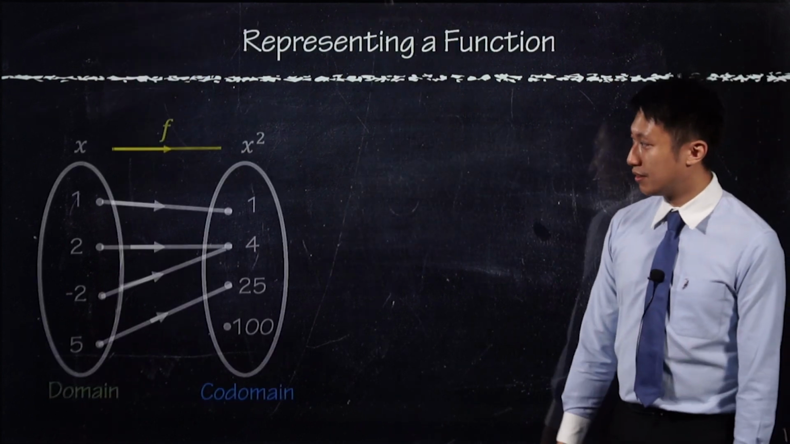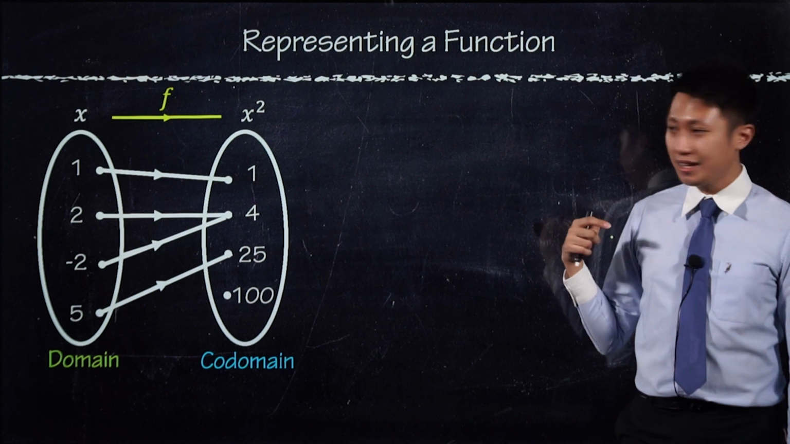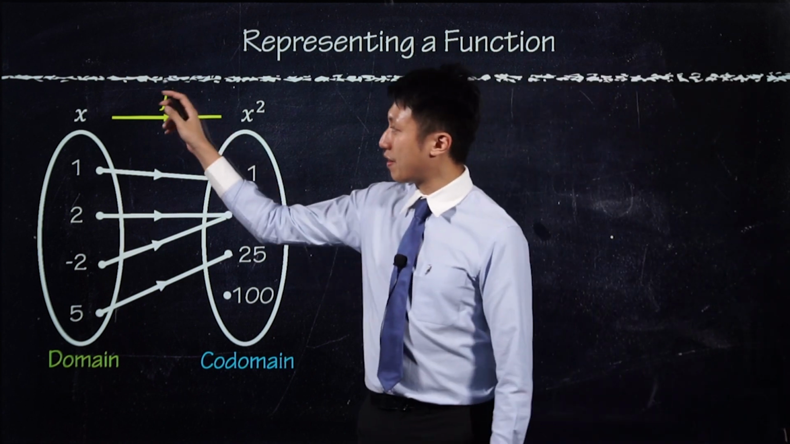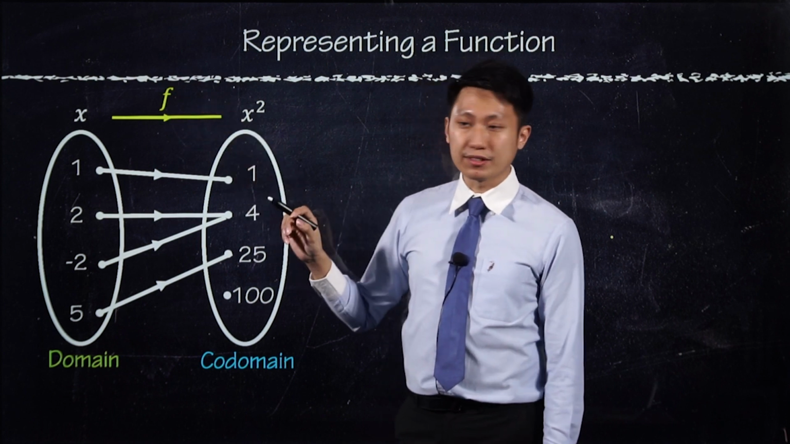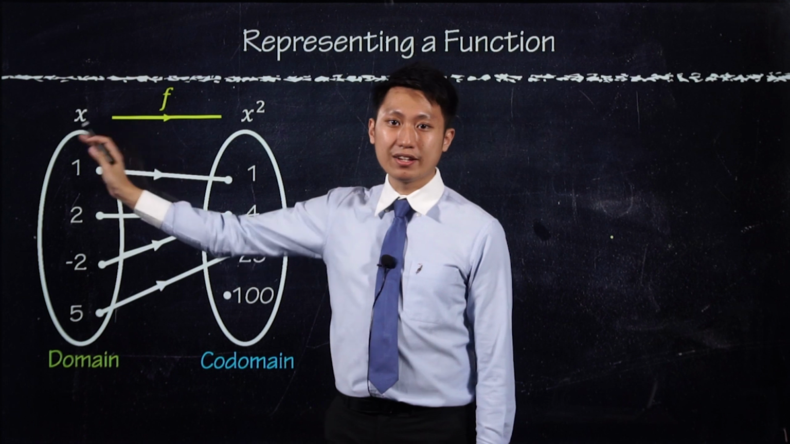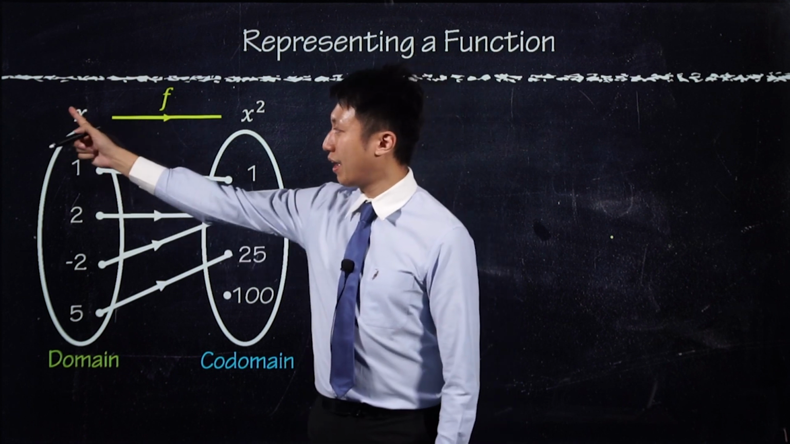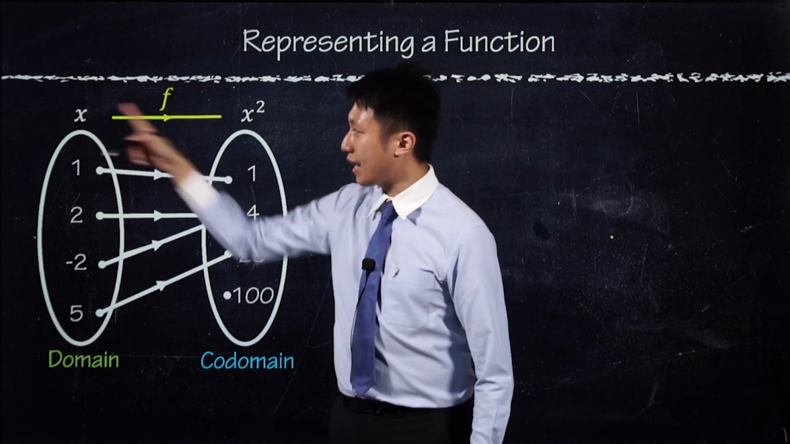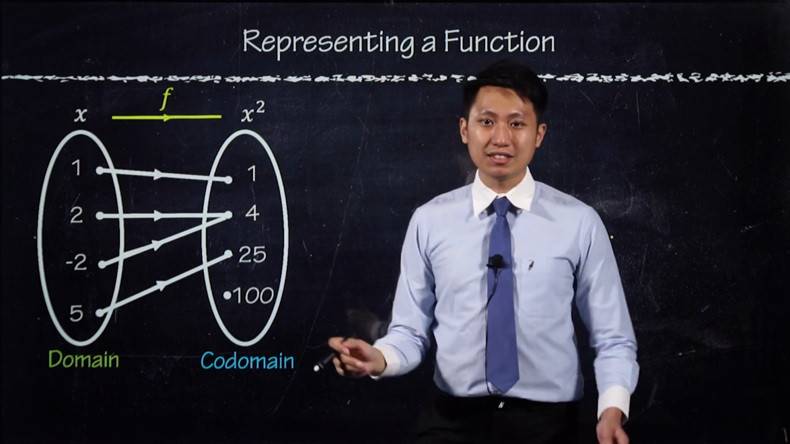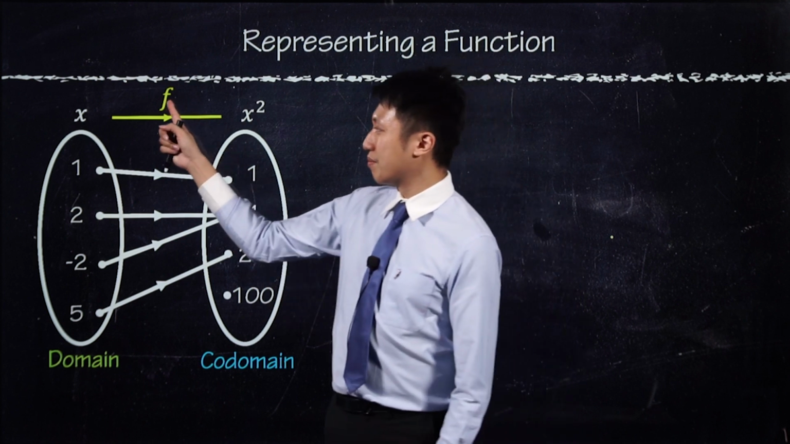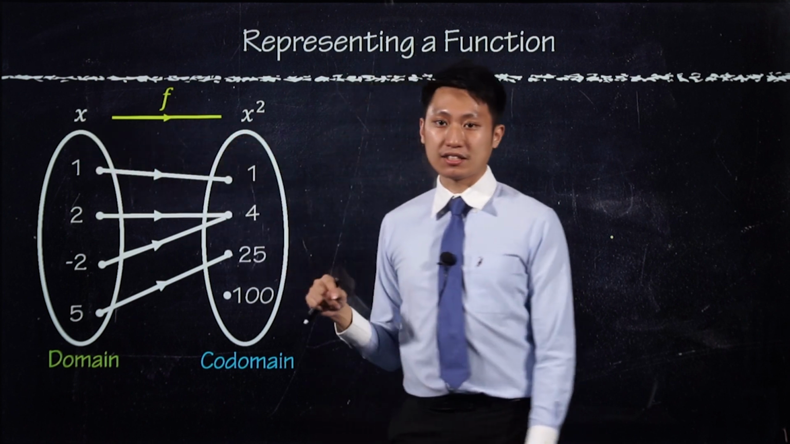Representing a function, right? Familiar? You know this one already. Normally how we do it is that we write a function. This one is the name of the function. Then this is a value of x, meaning a value in the domain. What's the relationship? F maps x to x squared. Function means there's a rule for this thing, right? So it changes x to x squared.